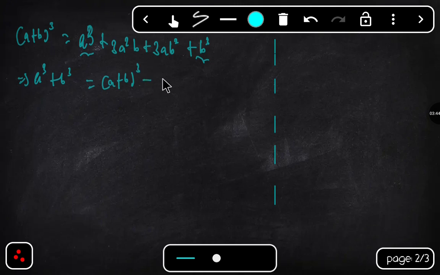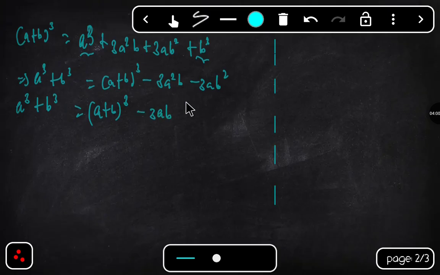Okay, then minus 3a squared b minus 3ab squared. So next thing we are going to do now is a raised to the power of 3 plus b raised to the power of 3, which is equal to a plus b, then raised to the power of 3. Then we can factor out negative 3ab here. So we do that, we have negative 3ab into, so what is going to remain here will be a, then plus. So what is going to remain here will be b.